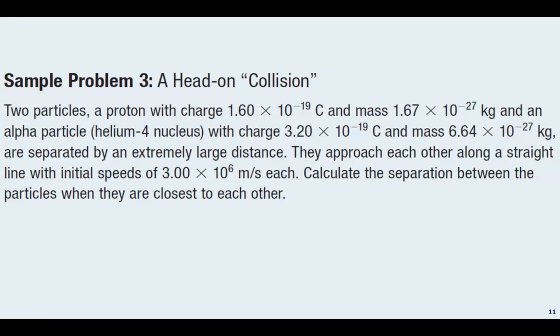They approach each other along a straight line with initial speeds of 3.00 times 10 to the power of 6 meters per second each. Can you calculate the separation between the particles when they are closest to each other? Okay, I'll give you 5 minutes to consider this question, and after that, we'll have a look at the solution together.